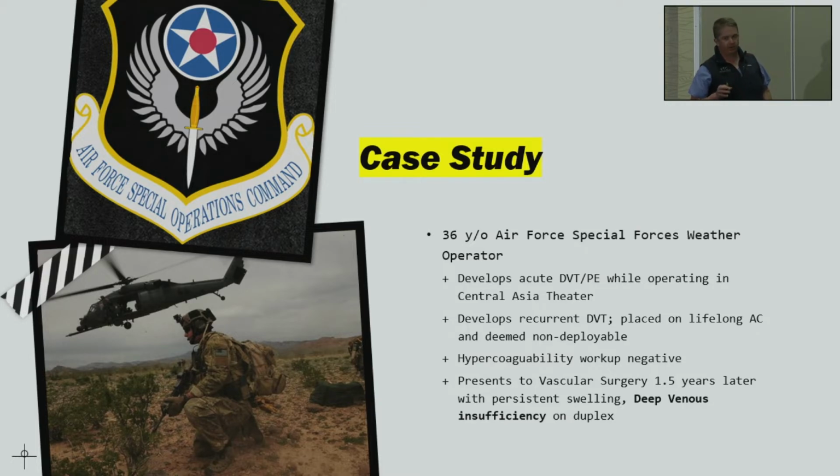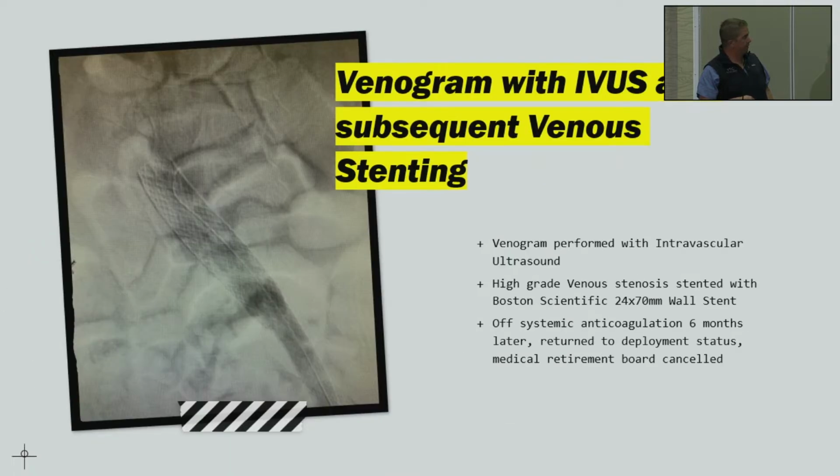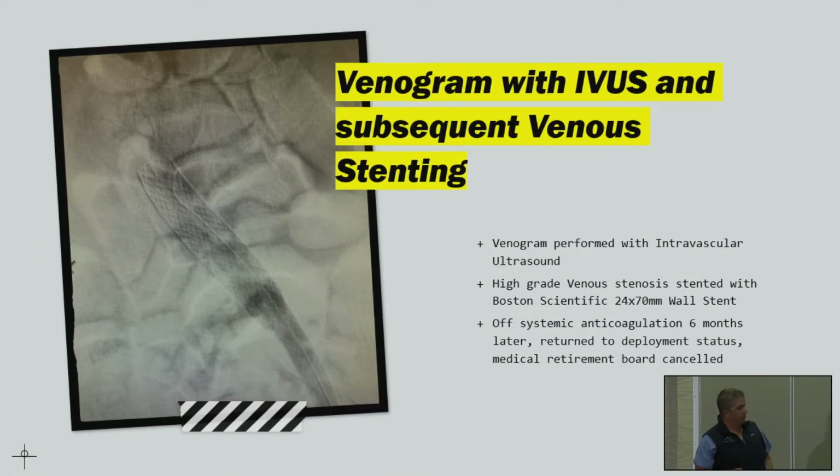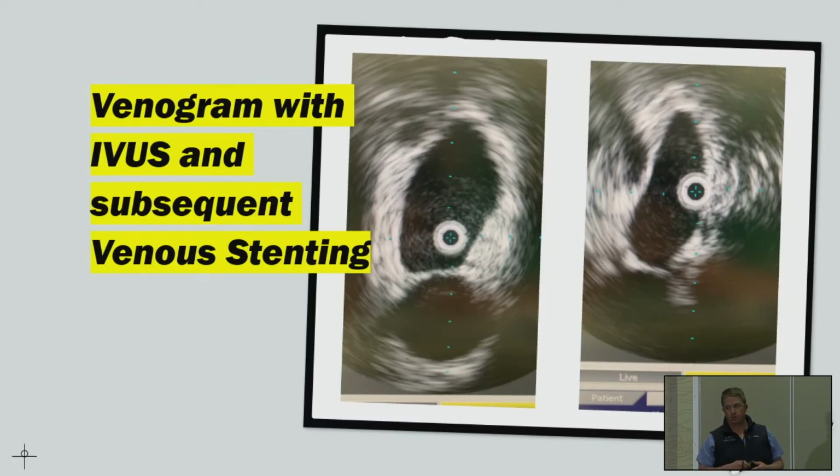And these people are wired differently. They're crazy. But his hypercoagulable workup was negative, but nobody had ever gone and looked at his deep venous system. And he'd had 2 recurrent DVTs and I think 1 pulmonary embolism, persistent swelling, especially the left lower extremity. So we performed a venogram with intravascular ultrasound, and he had a high-grade stenosis, and this is back before we had some of the newer stents, but we angioplasted and stented him with a fairly large stent, and now he is off his anticoagulation back to deployable status.